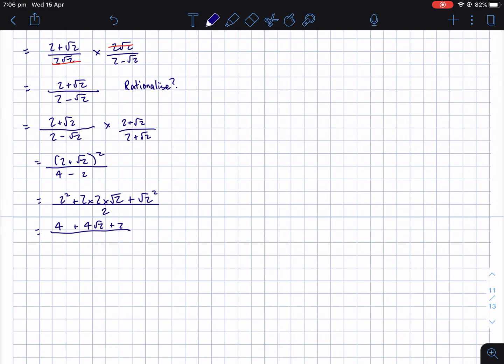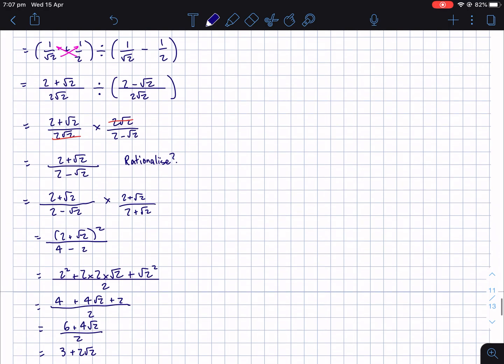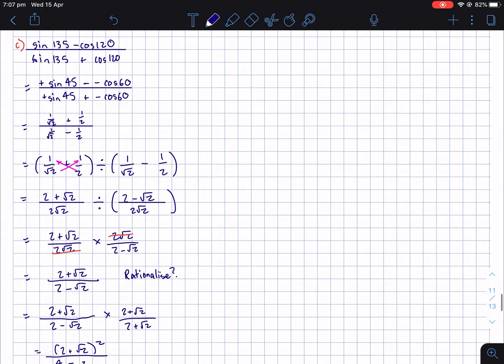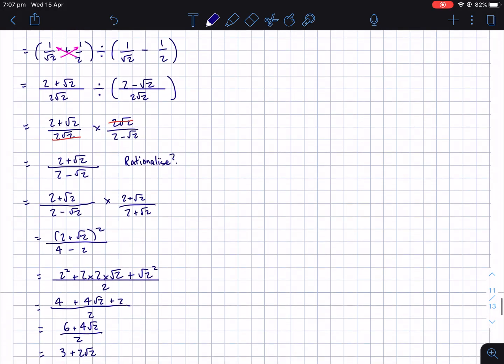Ooh, okay, I see how this is going to happen. Which gives me 6 plus 4 root 2 over 2, which gives me 3 plus 2 root 2. Ah, okay. Gosh, that was a pain question. Total pain.